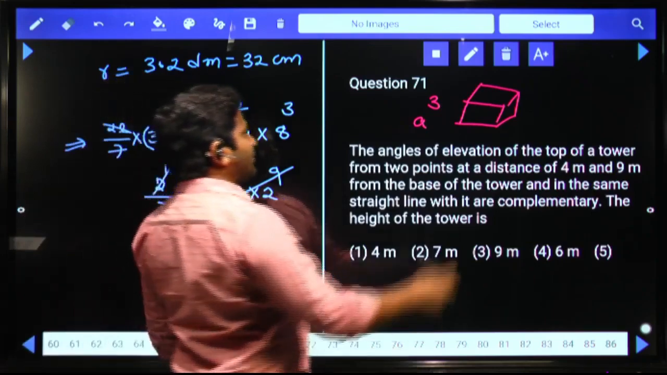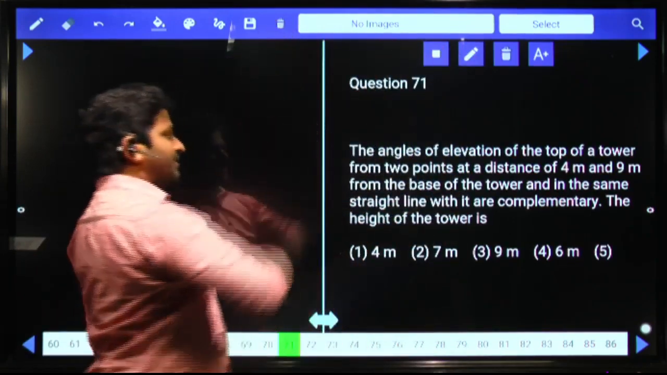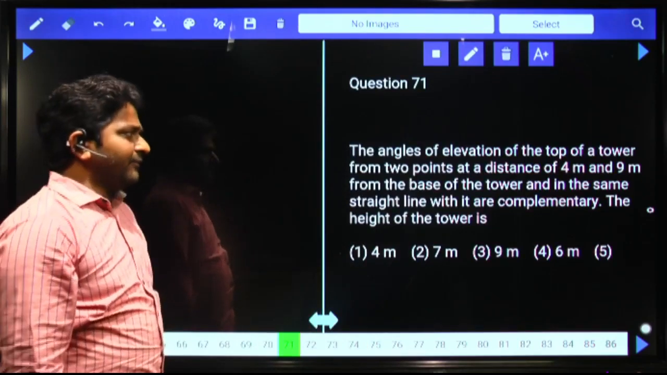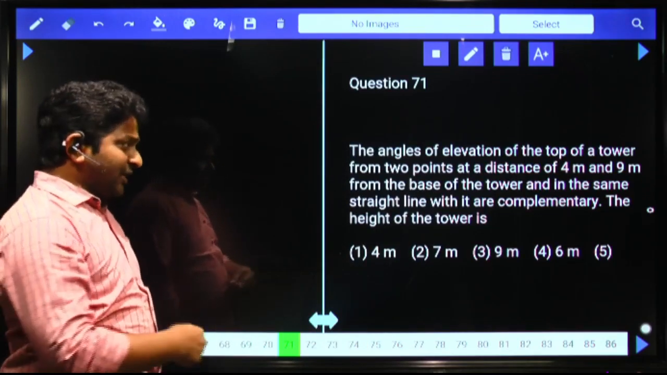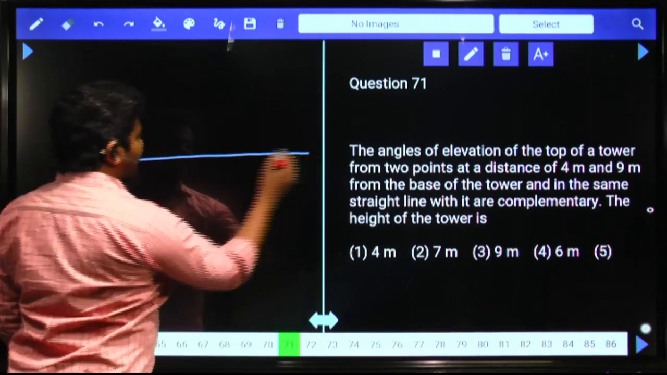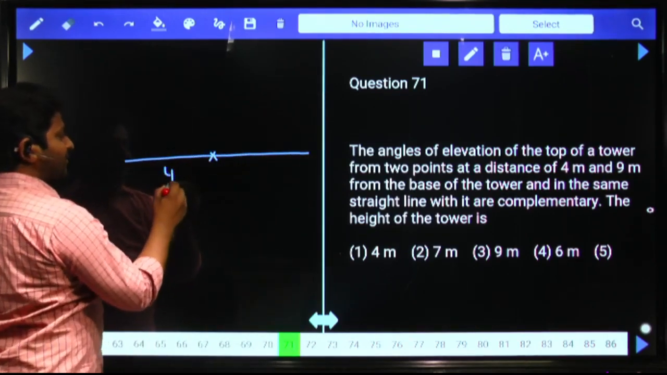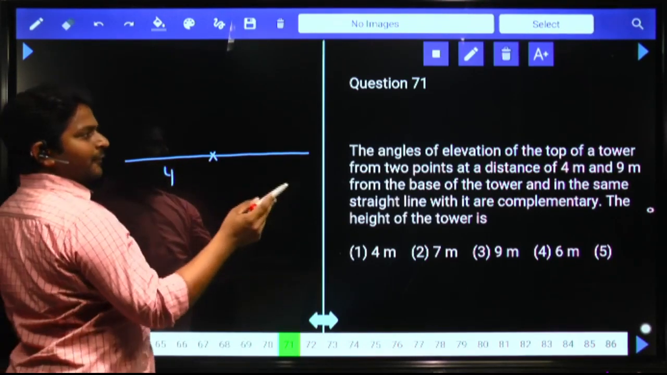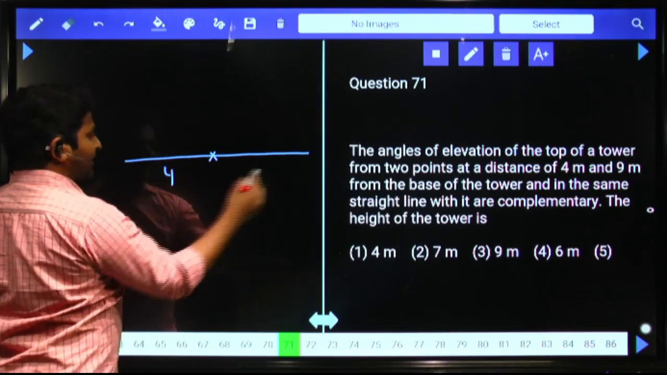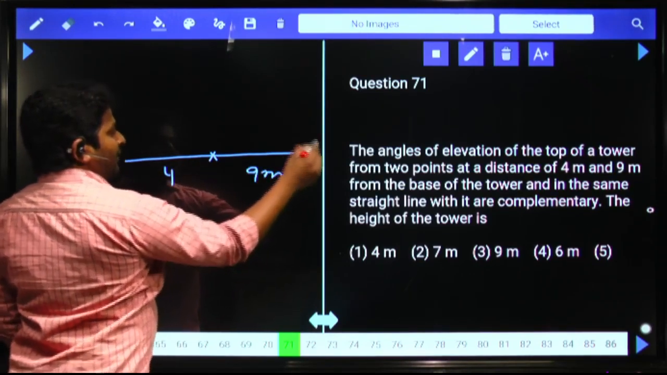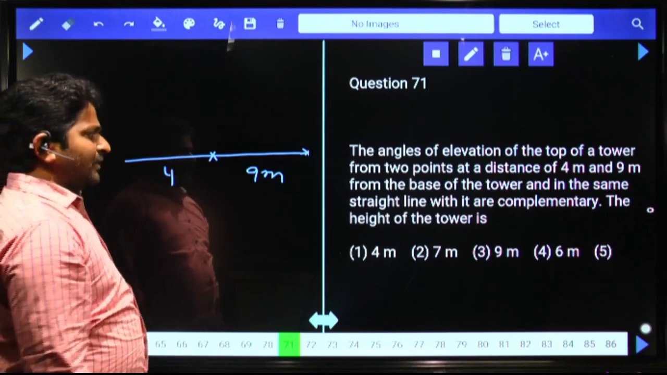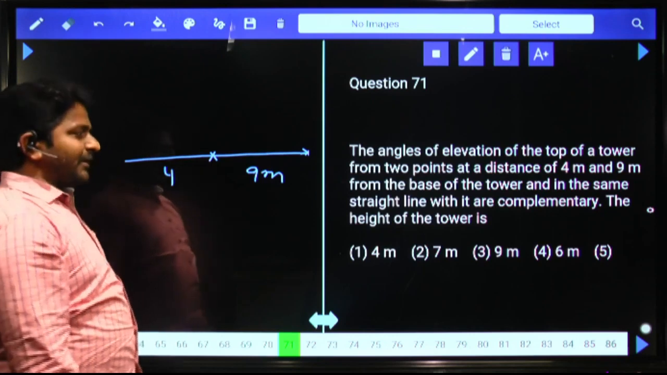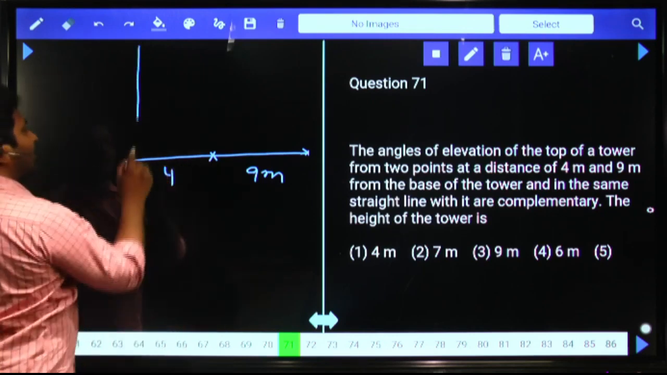The angle of elevation of the top of the tower from 2 points at a distance of 4 meters and 9 meters from the base of the tower, and in the same straight line. Okay, same straight line. This length is 4, and from here to here is 9. 4 meters and then 9 meters, total length is 9. Now this is the height of the tower.